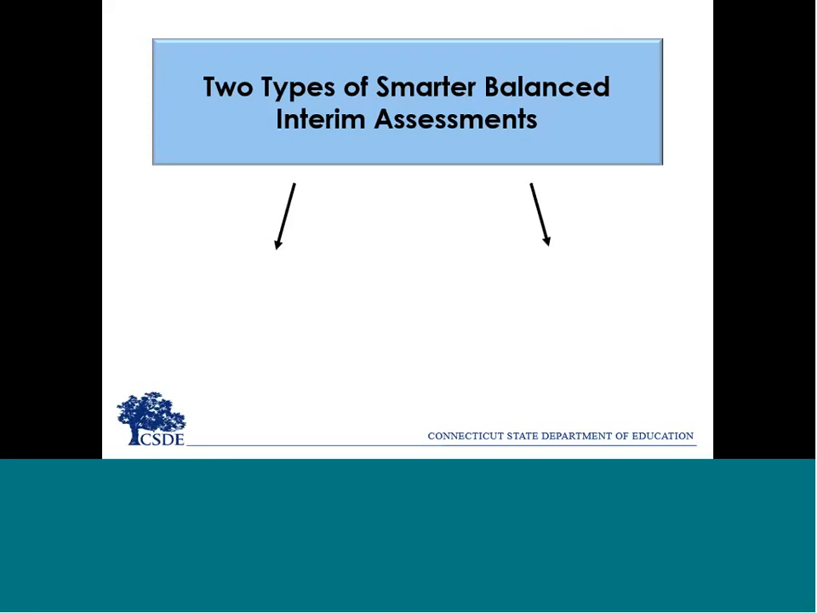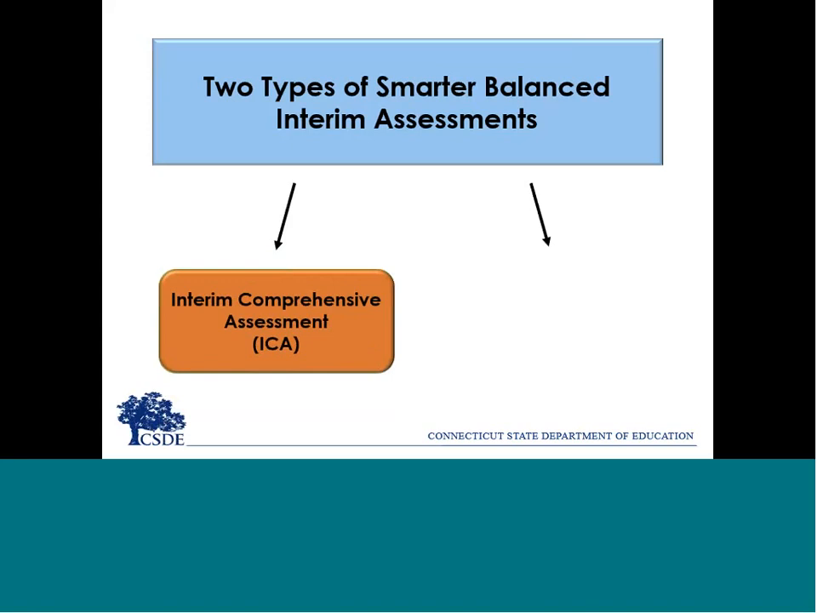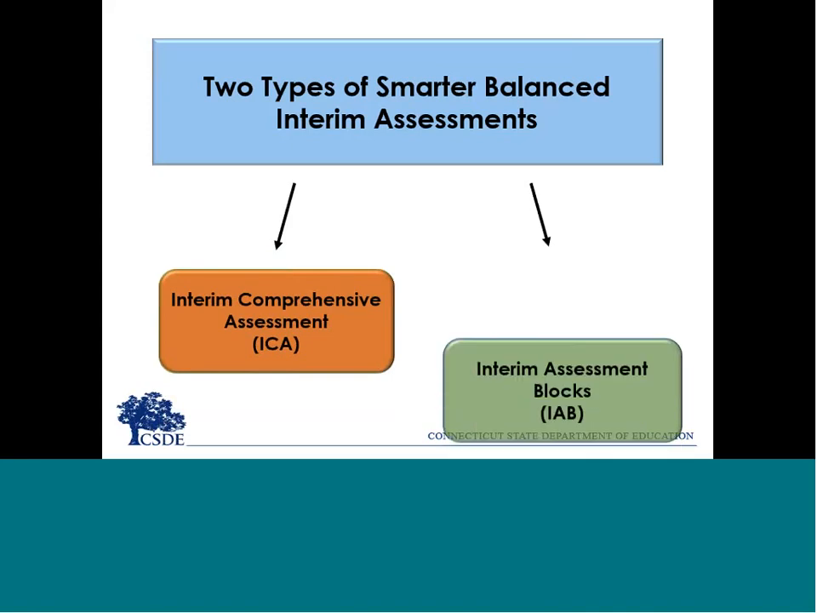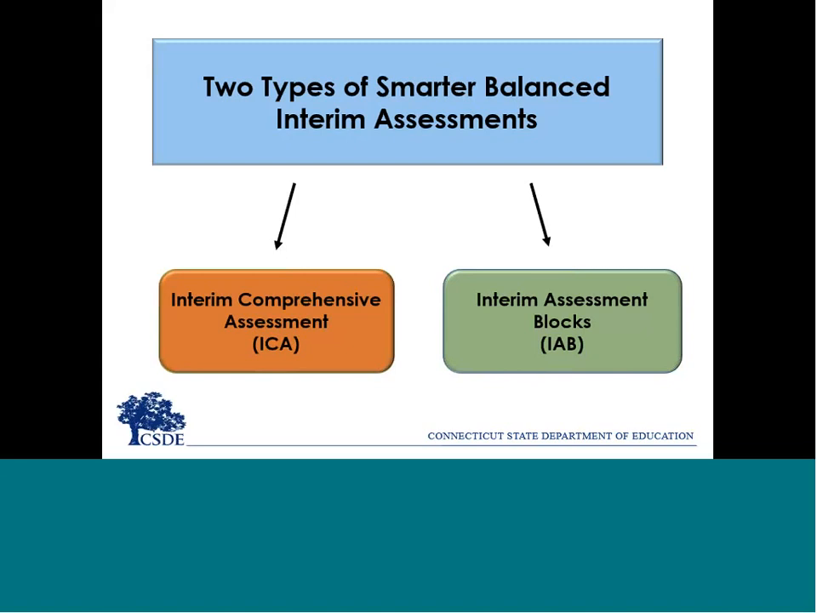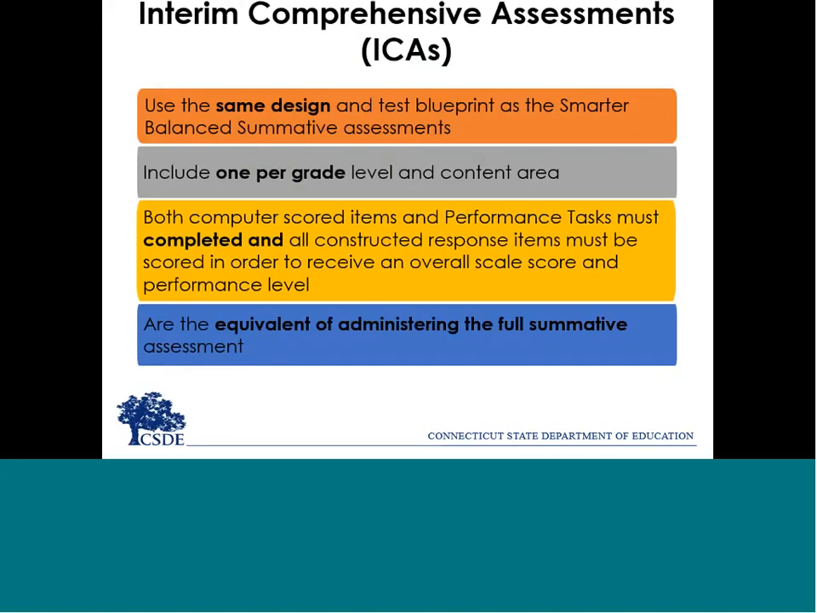There are two types of interim assessments: the Interim Comprehensive Assessments, ICA, and the Interim Assessment Blocks, IAB. The Interim Comprehensive Assessments are not intended to be administered to every student and are the equivalent to the Smarter Balanced Summative Assessment. The purpose for an Interim Comprehensive Assessment is to provide a snapshot of student performance when summative results are not available, such as a new student who just moved to Connecticut from another state where the standards and/or assessments are not aligned to the Common Core standards.